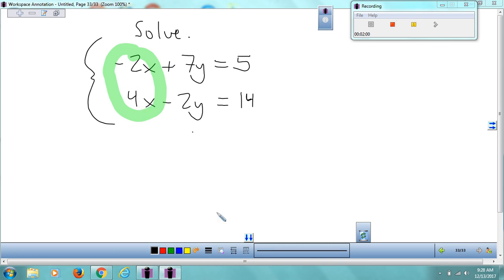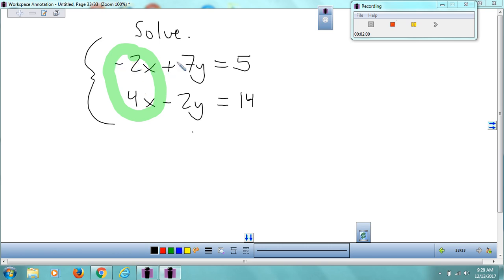Now, we've got to be careful here. If I double the negative 2x, I get negative 4x, and so that's the opposite of 4x, and it eliminates. But be careful that we understand what an equation means. I can't just double this term without changing everything else here. And we know this with solving equations. If I double one side of the equation, I have to double the other. And so that's what we're going to do.